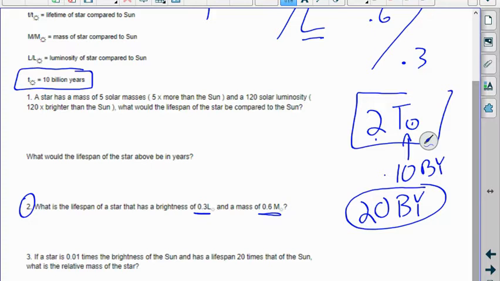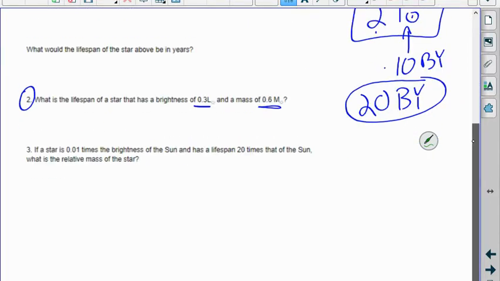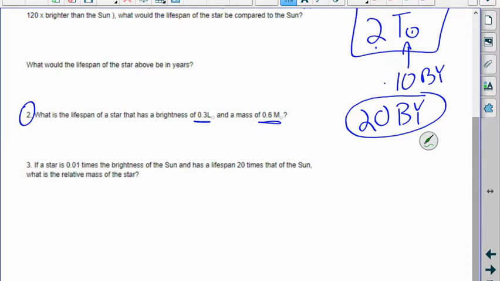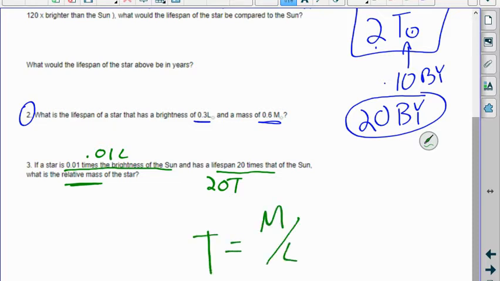Okay. For this one right here, this is written a little bit differently. If a star, so I'm going to move this down a little bit so we can see. If a star is 0.01 times the brightness of the sun, that's saying 0.01 L solar, okay? Has a lifespan of 20 times that of the sun. That's T, so 20T, just think of it like that. And then it's asking for the relative mass. So again, if I just say T equals M over L, I'm giving you the T, I'm giving you the L, and I'm asking for the M.